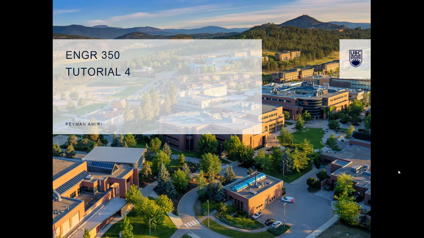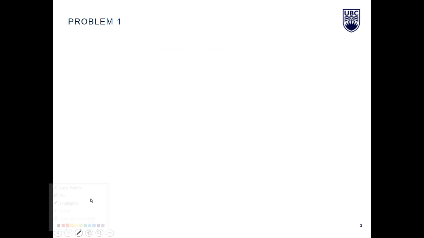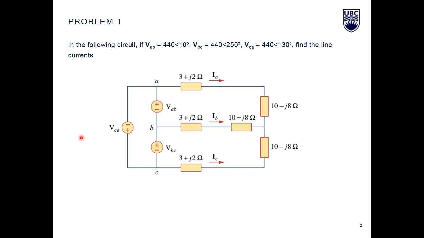The first question you can see on the second slide, and it's a three-phase circuit. As you can see, we have a three-phase source here. Let me use a laser pointer. Okay, so we have a three-phase source in here and then three impedances connecting the source to the Y connected load here. So it wants us to find the line currents IA, IB, and also IC.